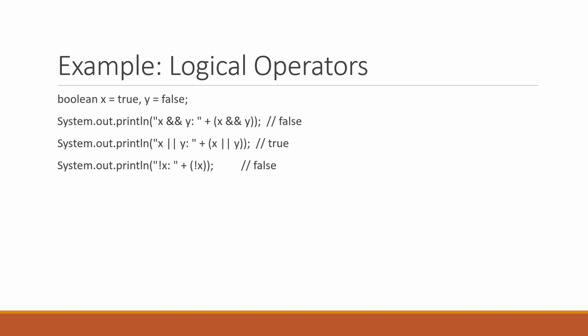boolean x = true, y = false. x is true, y is false. true and false is false. true or false is true. Not true becomes false.